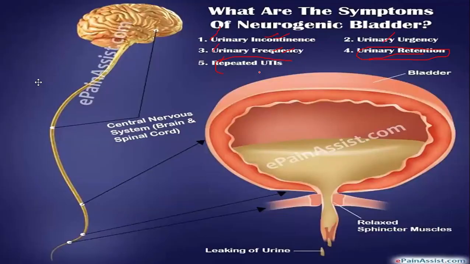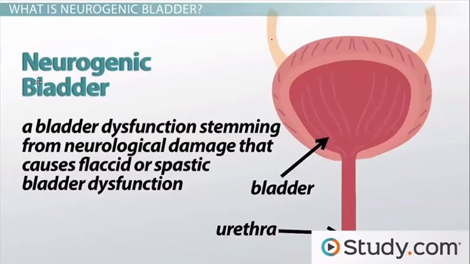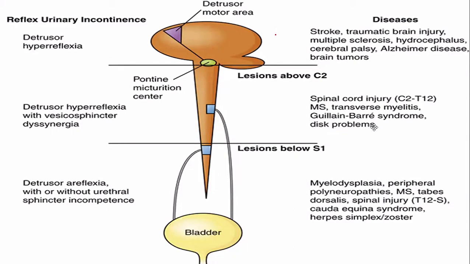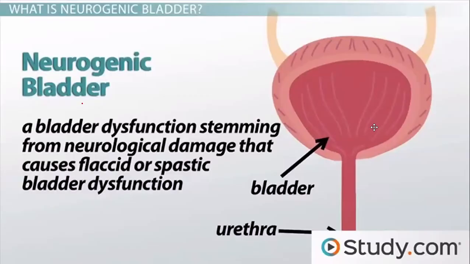Okay, so again, it's just the same. Lesions below S1, lesions above C2, then the brain. So therefore, a bladder dysfunction, the neurogenic bladder, causes flaccid or spastic. Flaccid is the one that is distended, that you cannot urinate because it is always distended. A spastic is the one with incontinence. You cannot hold all your urine, always urinating. So that is flaccid or spastic bladder.